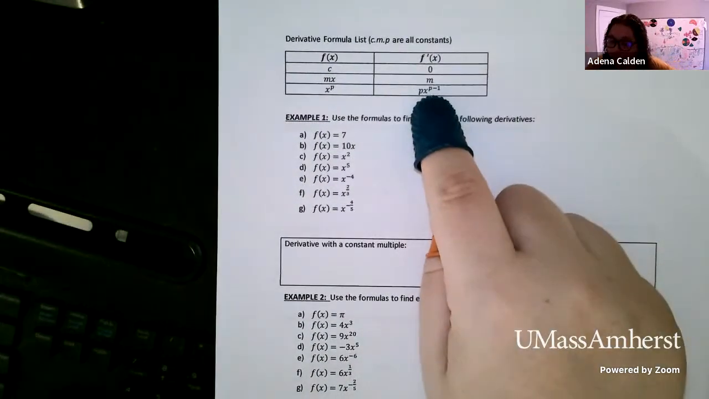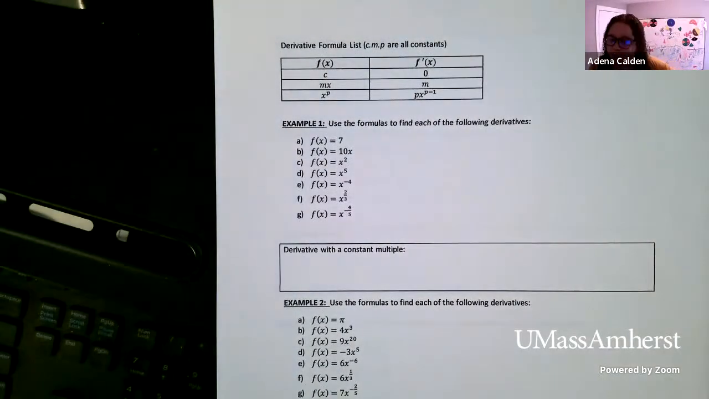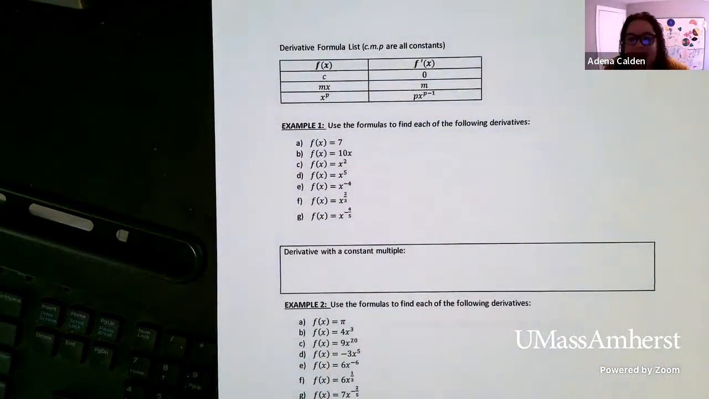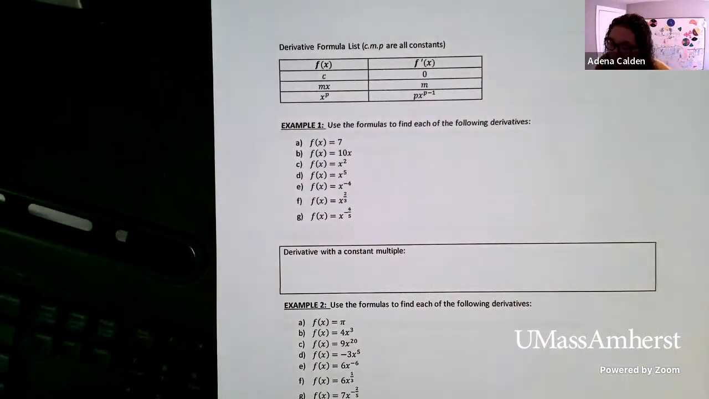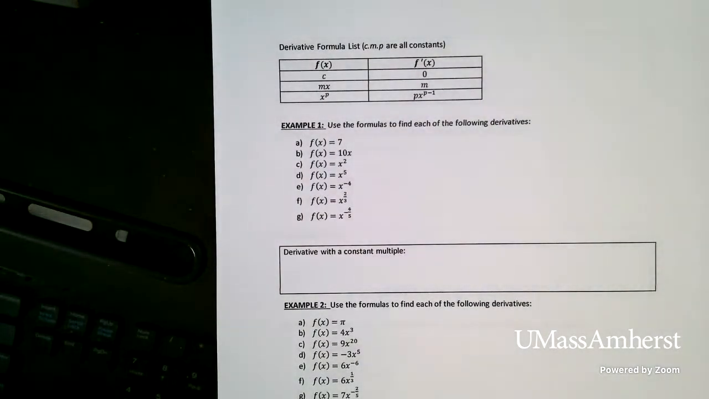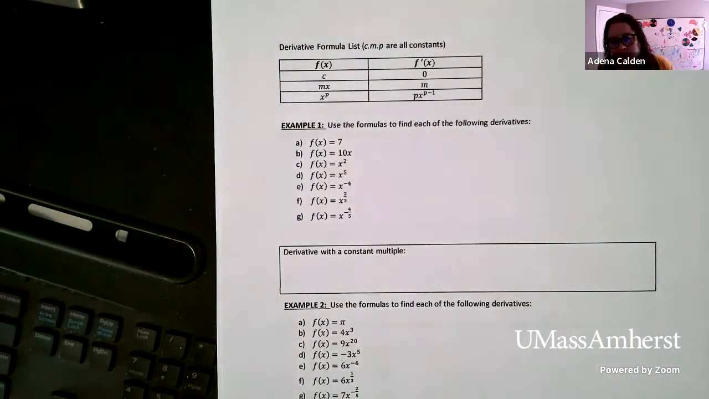Then we're going to apply the formula to find the derivative. Now, I want to just remind you that if you subtract 1 from a negative number, it becomes more negative. And if you subtract 1 from a fraction, you have to find a common denominator to think about what it means when you subtract 1.